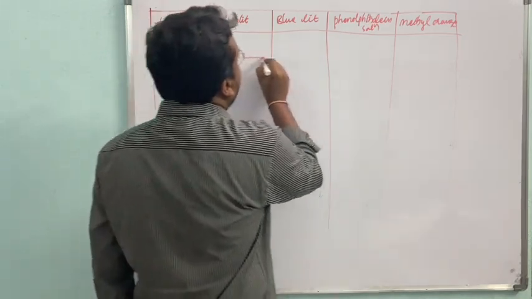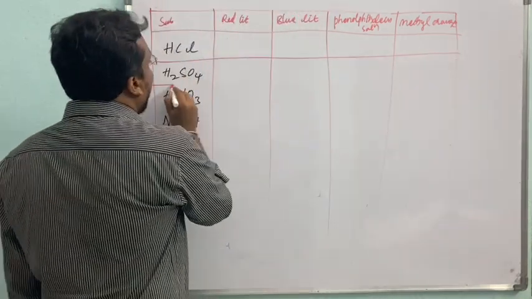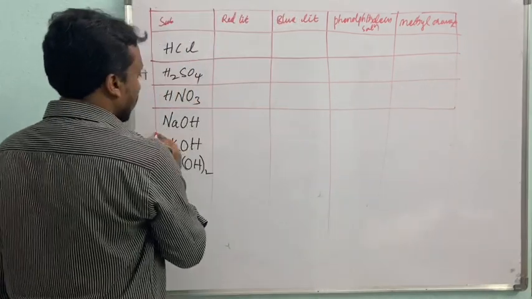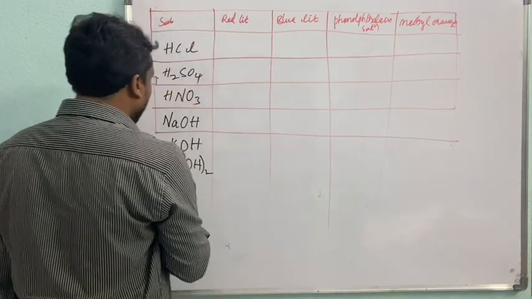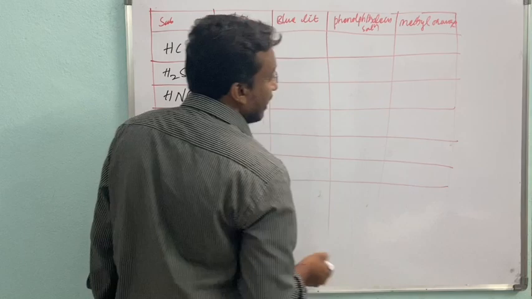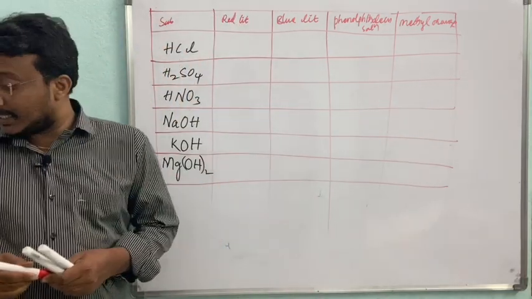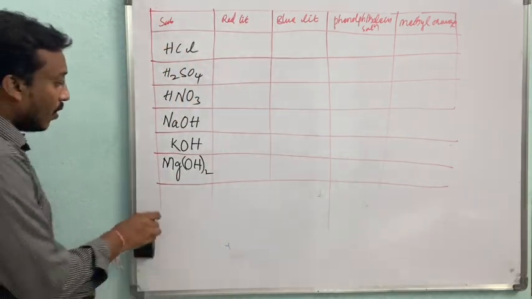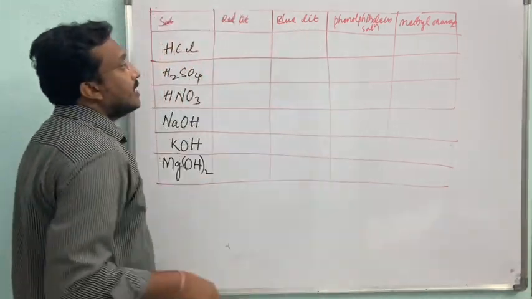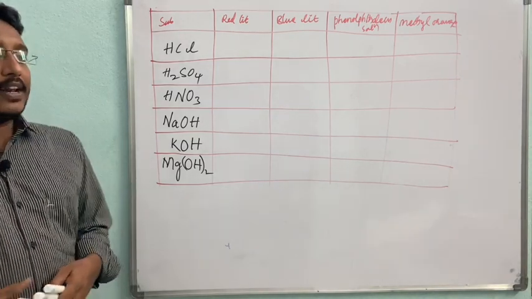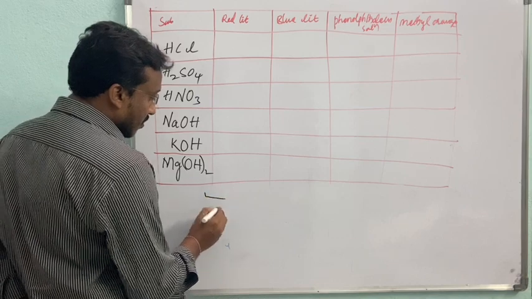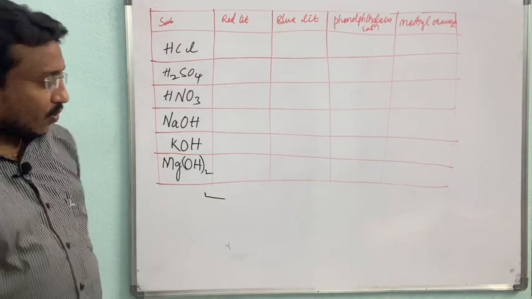Now out of these six samples, which are acids and which are bases? By seeing their physical appearance, we can't judge whether the given substances are acids or bases. To do this activity, we require 4 watch glasses. Take 4 watch glasses.